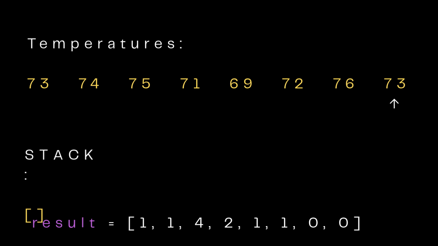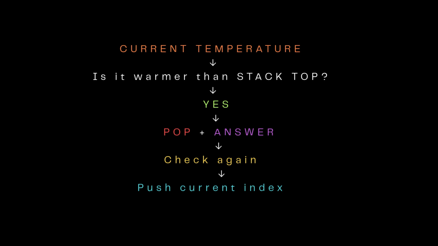So now the entire algorithm can be reduced to one simple idea. For every temperature, we look at the top of the stack. If the current temperature is warmer, we pop the previous day and calculate how many days it waited. We keep doing that while the current temperature is warmer. Once it isn't warmer anymore, we push the current day's index into the stack.